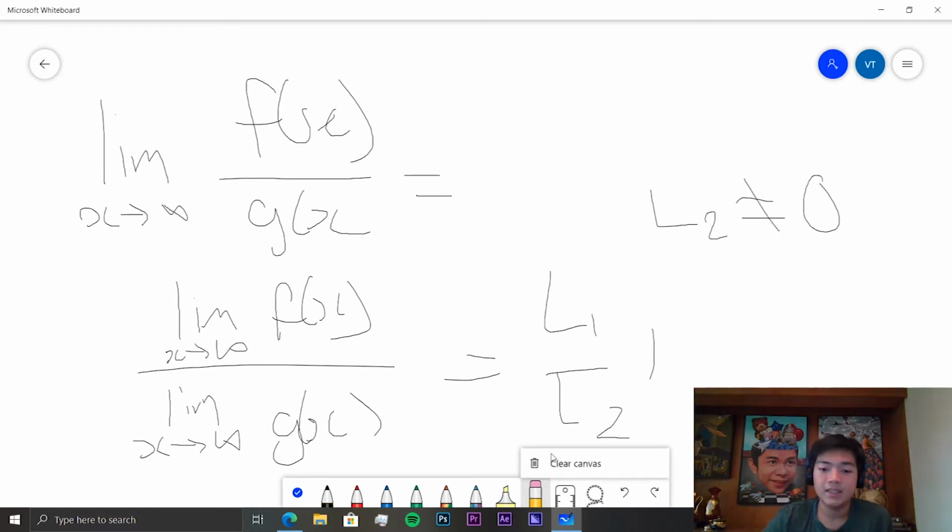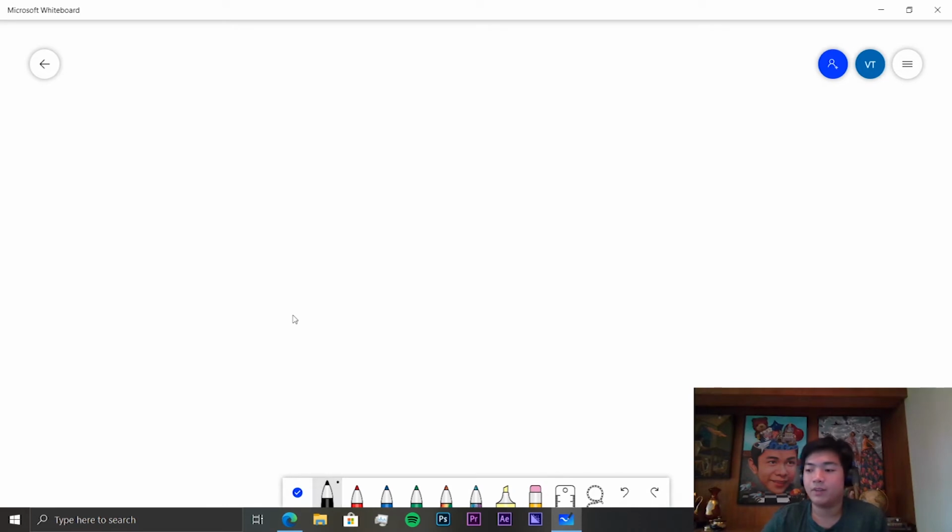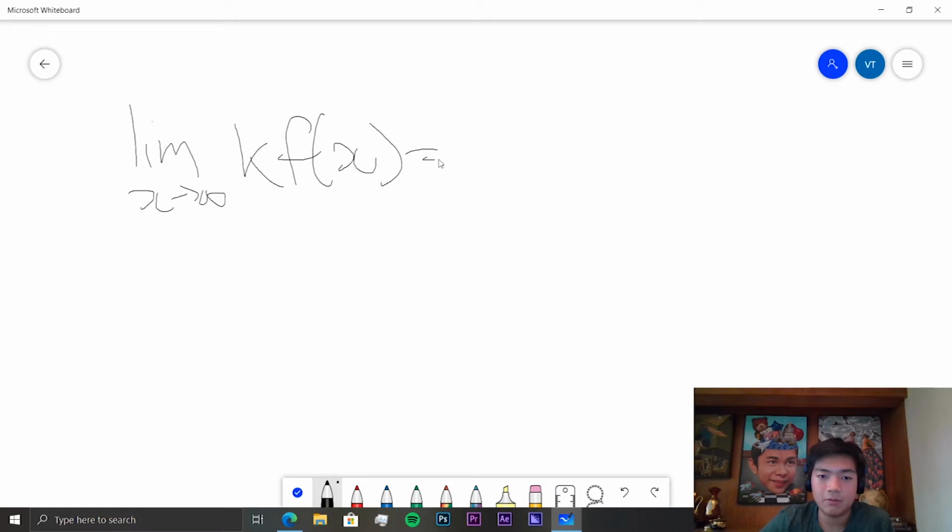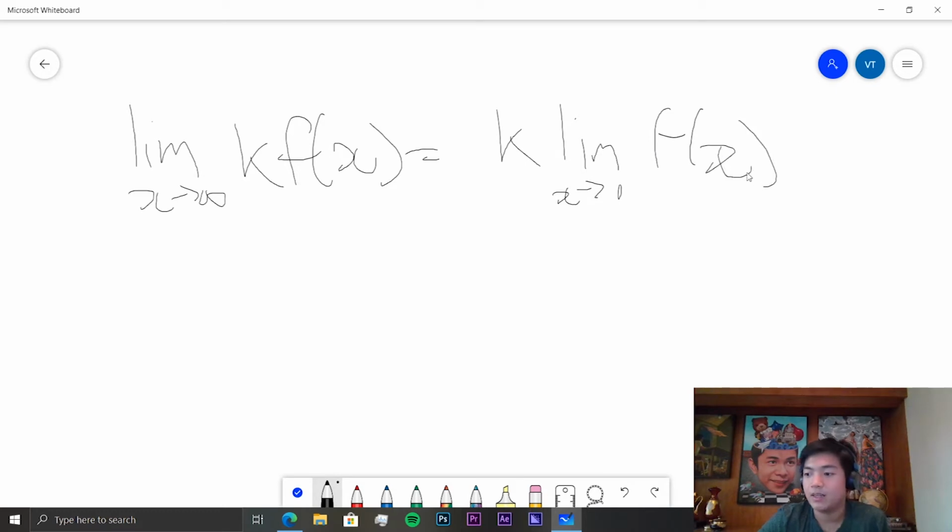Okay, next, we can bring constants out of limits because the limit of a constant is simply the constant itself. So if we have the limit as x approaches infinity of k f of x, this is equal to k times the limit as x approaches infinity of f of x. Same thing.